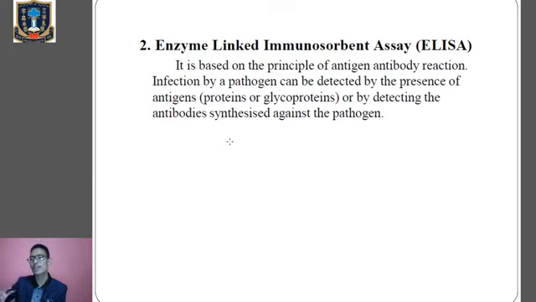So whenever an individual is infected by a pathogen, it can be detected by the presence of antigens, or we can identify the specific antibody produced against the specific antigen. Here also we can detect the presence of the antigen at the initial stage of infection, before the symptoms of the disease are visible in an individual organism.